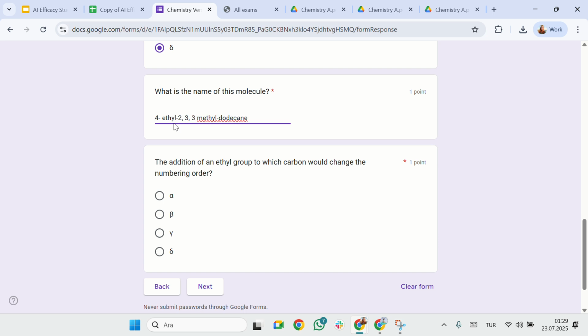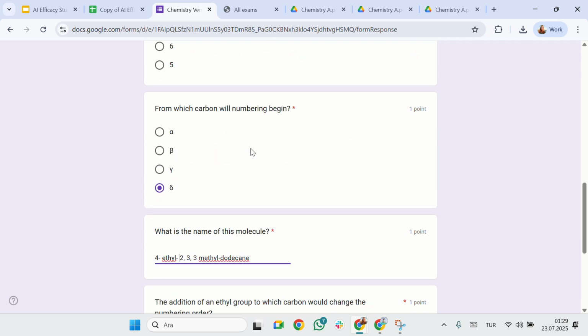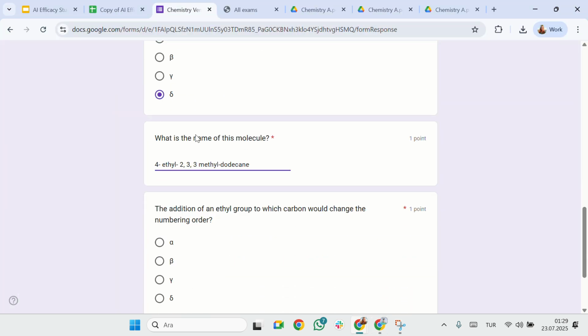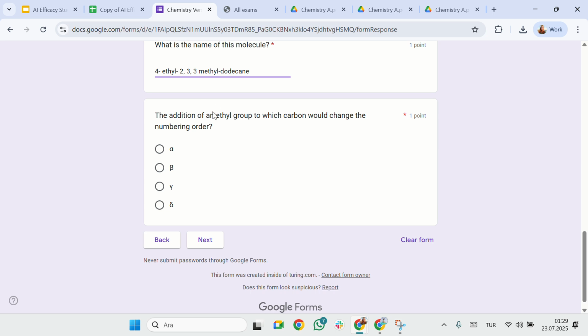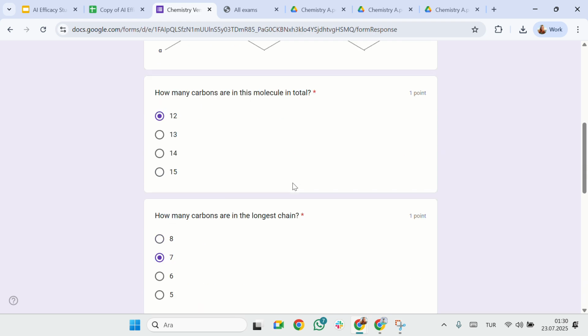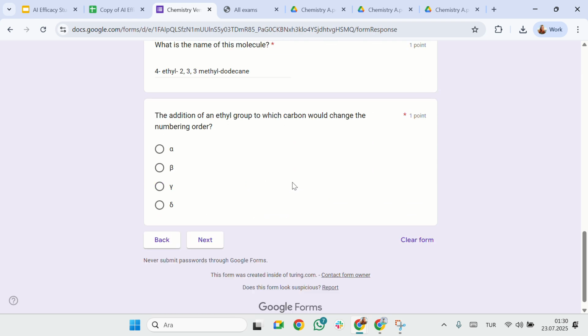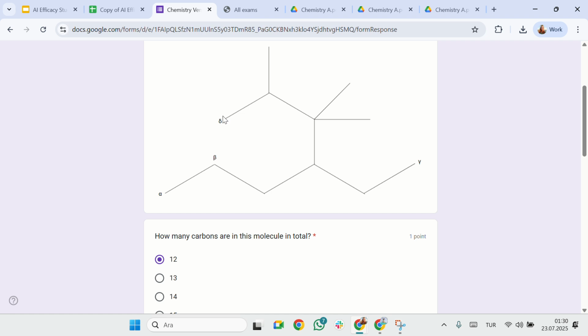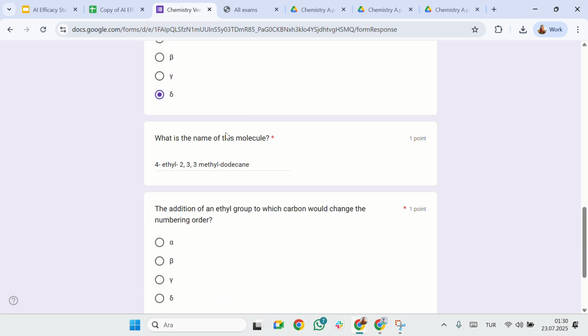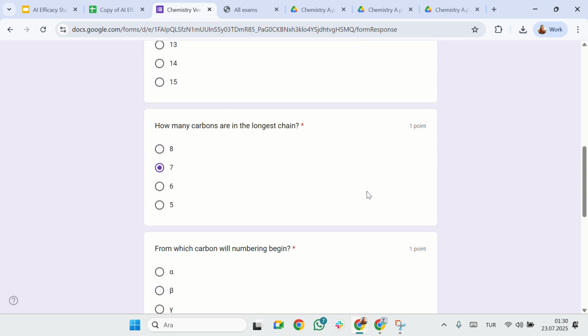Oh, is this correct writing? I don't know. How much time do I have left? Okay. The addition of an, oh, it's written in here. Group to which carbon would change the numbering order. So we'll change the numbering order. It can be delta. Can it be delta?